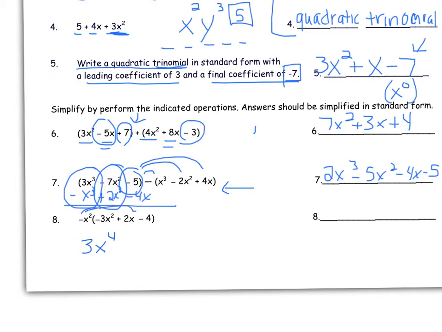I'm going to do the next one. Negative times a positive is a negative. 1 times 2 is 2. X squared times x is x to the third. And this last one, negative times a negative is a positive. 1 times 4 is 4, and then it's just x squared.